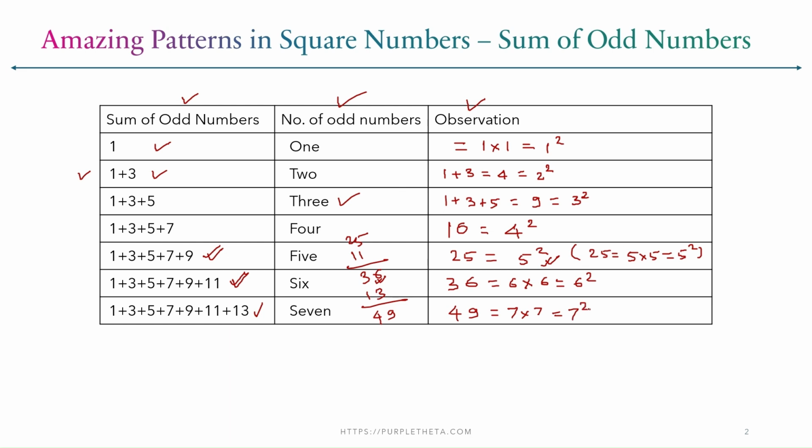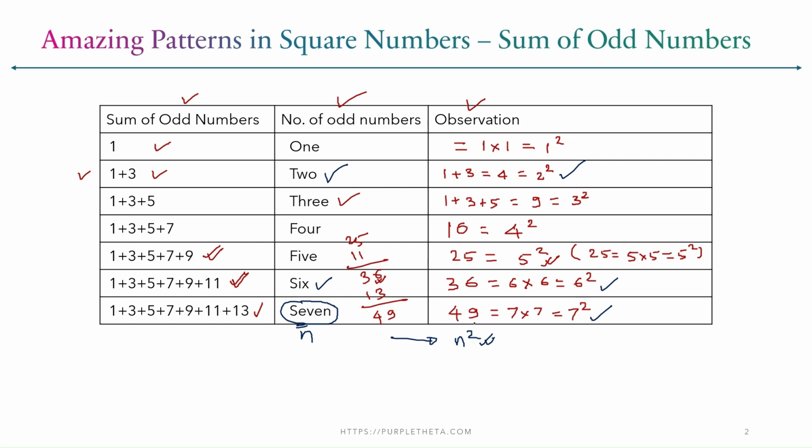So, did you notice a pattern here? Whenever we add the first n odd numbers, we get n square. In this case, we added the first 7 odd numbers and we got 7 square. In this case, we added the first 6 odd numbers and the result is 6 square. Here we added the first 2 odd numbers and the result is 2 square. So whenever we add the first n odd numbers, we get n square.